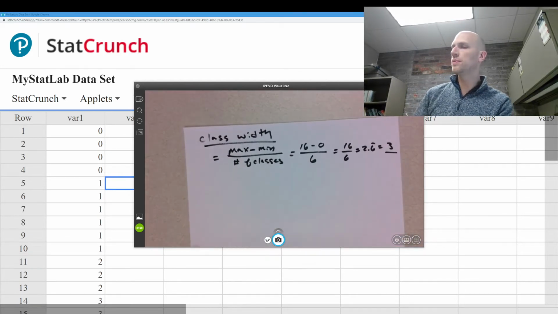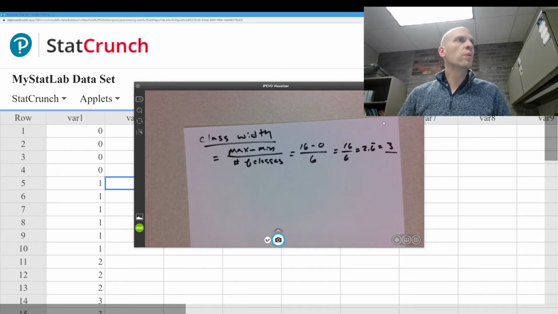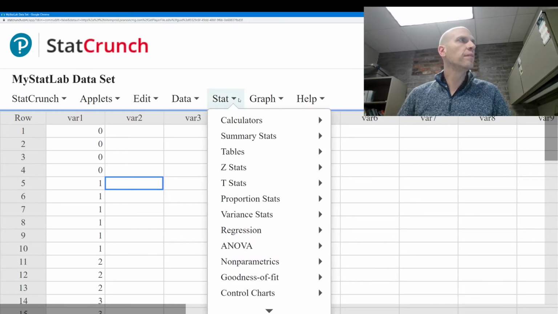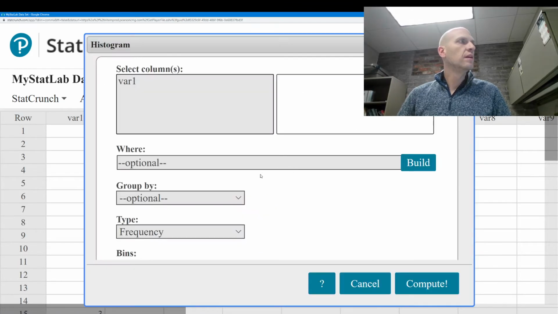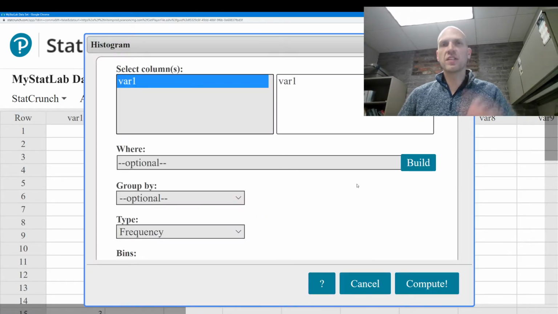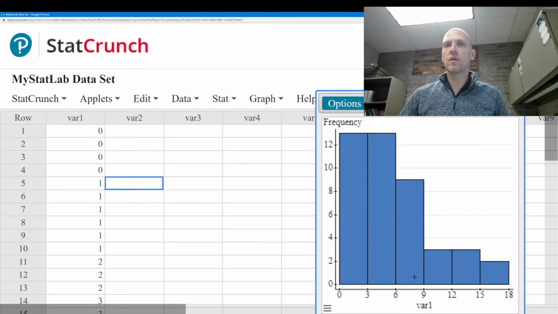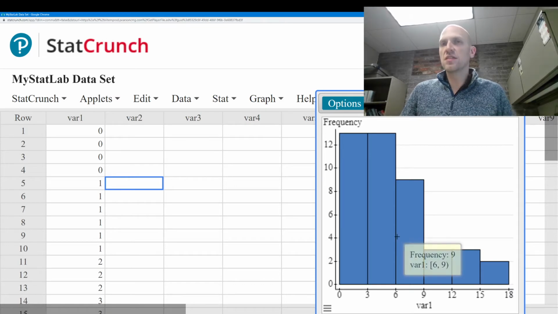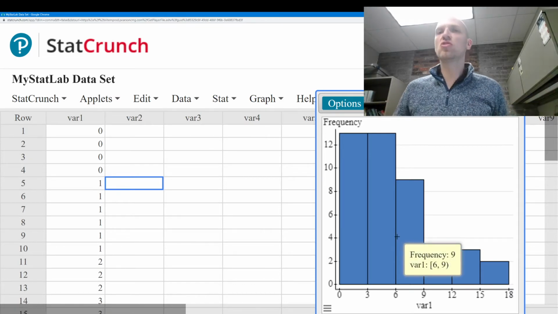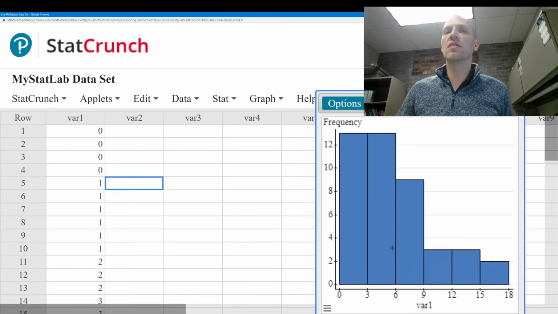That's going to be important to StatCrunch when we go to the histogram. Go to graph, histogram. You want the first variable, where all of our data is. We want it to start at our smallest value, which is 0, and our class width we said was 3. Then we can compute that. Already I know this is skewed right, because most of the observations are to the left.